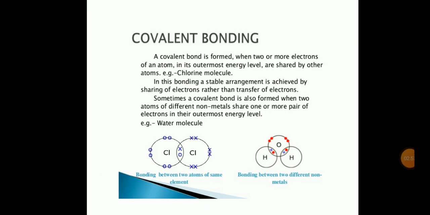See the example of chlorine molecules and water molecules. The covalent bond occurs between non-metal elements when pairs of electrons are shared by atoms. So there is an example.